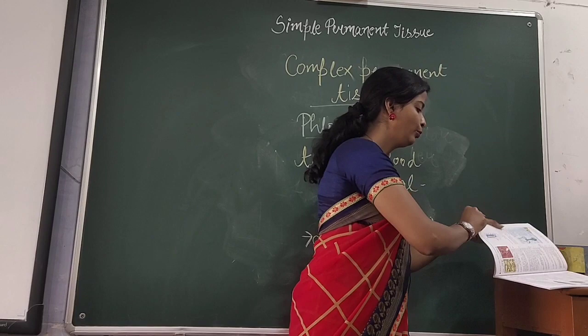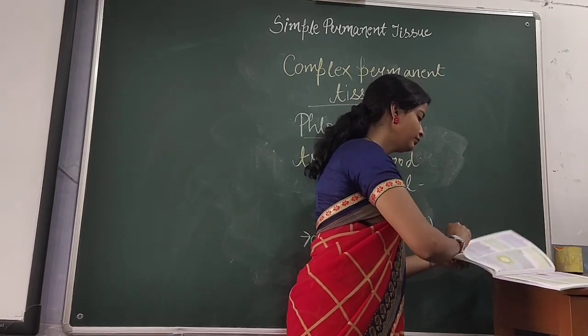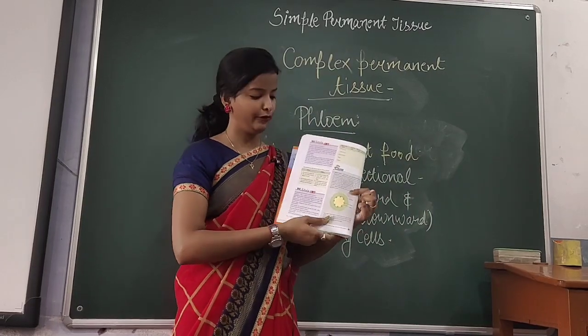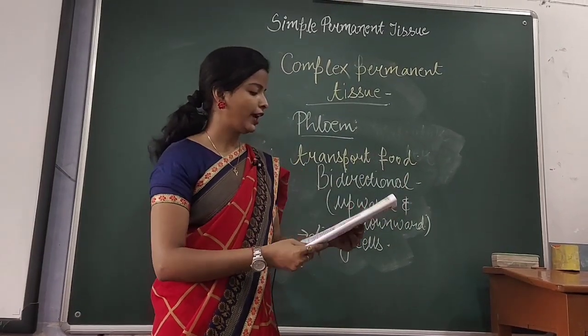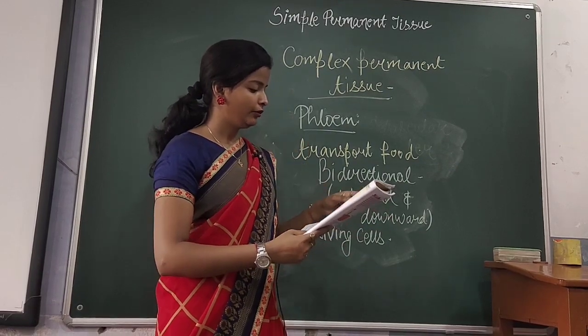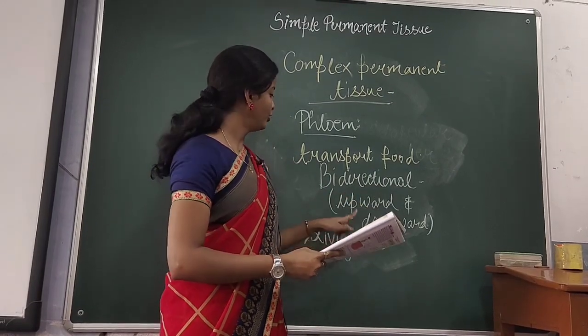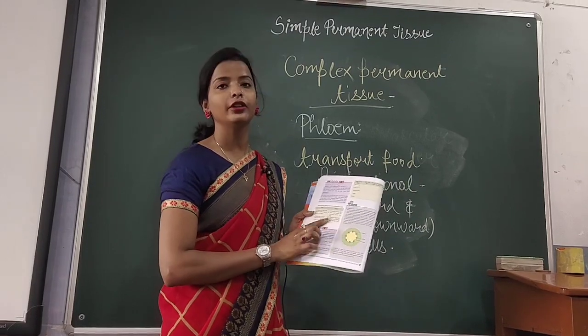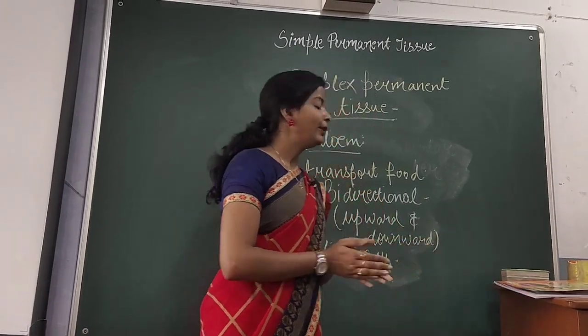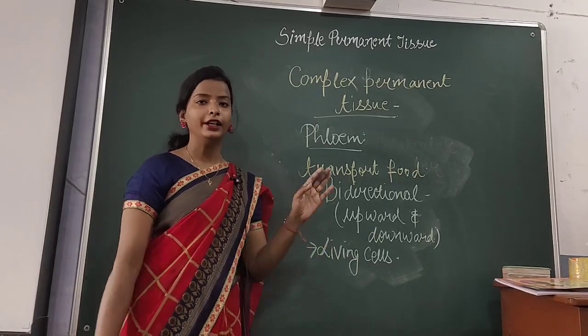Then in your book on page number 14, you can see a difference box is given, xylem and phloem. Xylem consists of dead cells, phloem consists of living cells, xylem transports water and phloem transports food. So the same difference is given, you can go through it. So this was about the plant tissue. I have covered all the plant tissue.